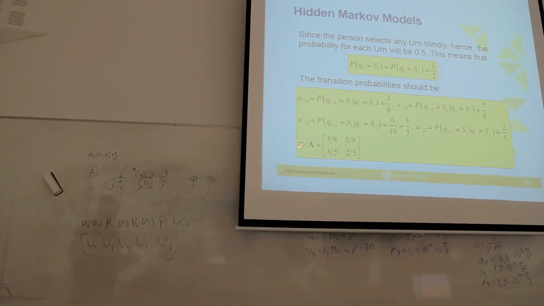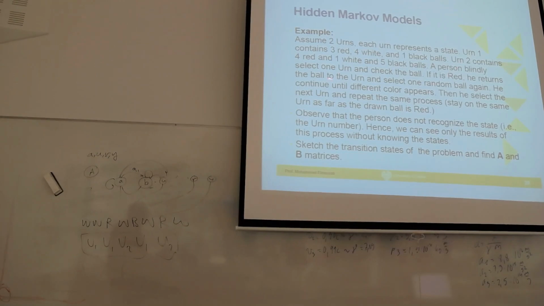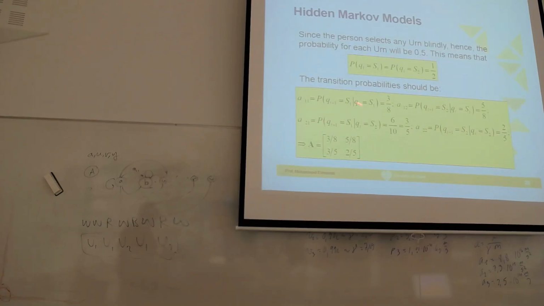Now let us calculate A11. If you select the first state, which is urn 1, what is the probability that you will go to the next state in the same urn? Urn 1 contains 3 red, 4 white, 1 black. The total is 8. The example was that you will repeat the same state if you get a red ball. So the probability that you will get a red ball is 3 divided by 8, because we have 3 red balls and the total number of balls is 8. Then the probability that you move from urn 1 to urn 2, A12, means that you selected a different ball. Different ball means that the rest is 5, so it is 5 divided by 8.